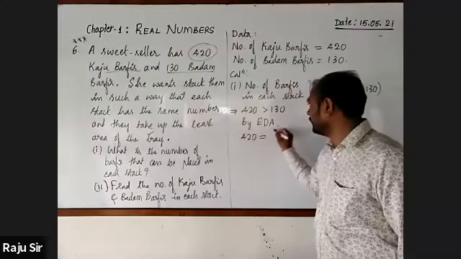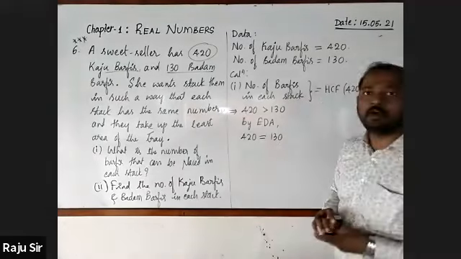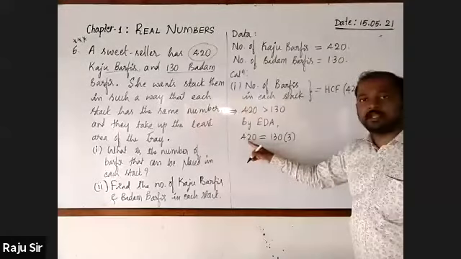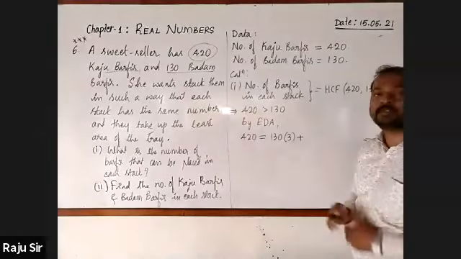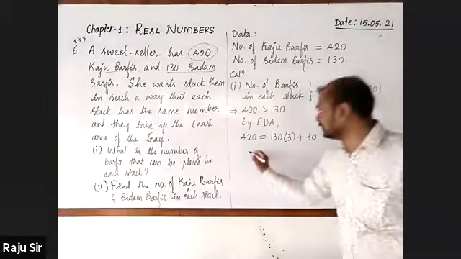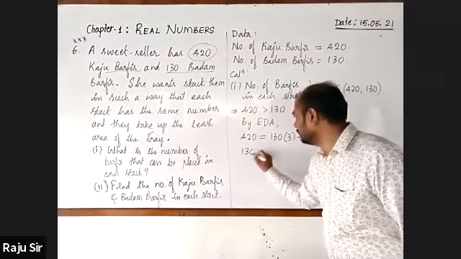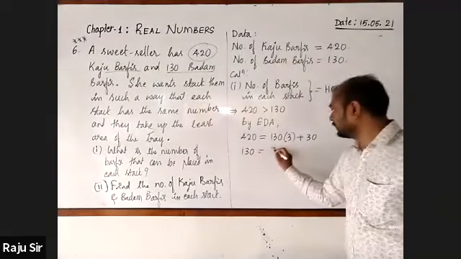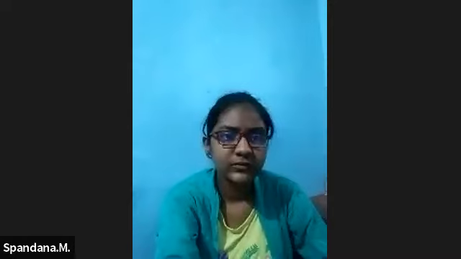420 can be written as 130 times how much? 3. Very good. 130 times 3 is 390 plus... how much will remain? 30. Remainder is not equal to 0. Continue. 130 is equal to 30 times how much? 4. 30 times 4 plus how much will remain? 10. Again, remainder is 10.